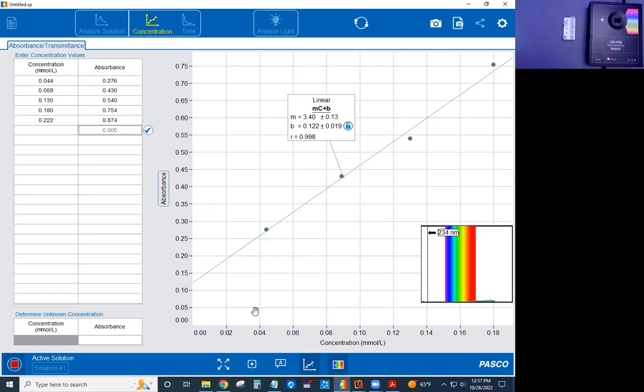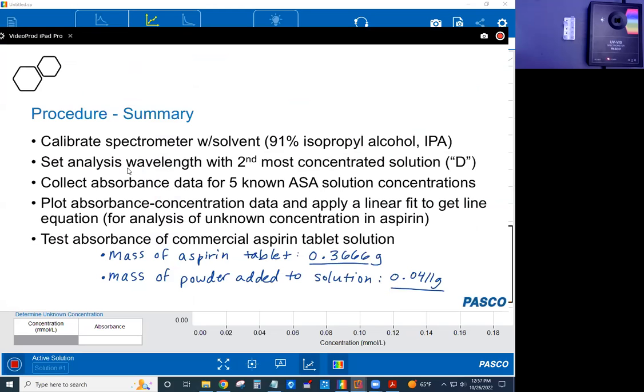Okay, so now I've got some information here, almost enough to figure out how much aspirin is in a tablet. Let me go back to the directions. So far, we've got our Beer's Law plot for the 5 known solutions. So we've done this step. We've set our analysis wavelength. We've collected absorbance data for 5 known solutions. And we've plotted our absorbance concentration data. We've applied a linear fit to get the linear equation. And we're going to be able to do the analysis of the unknown concentration in aspirin.